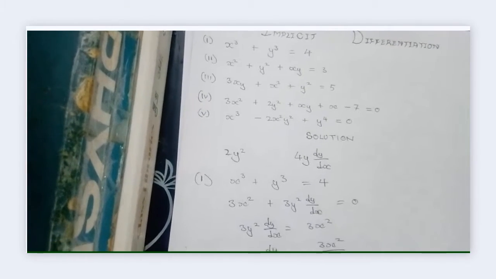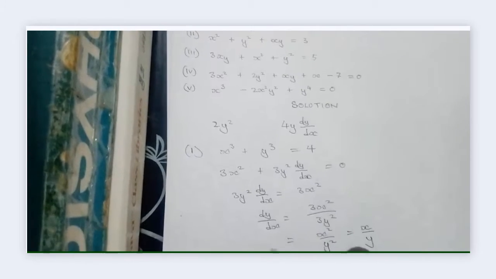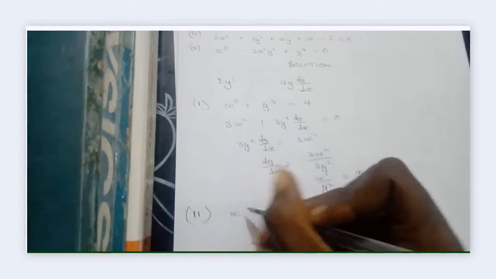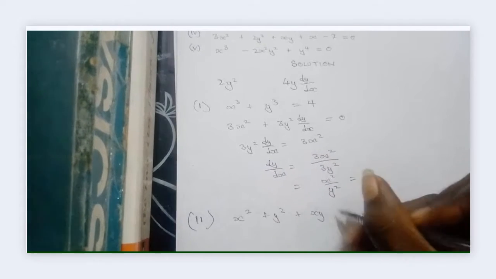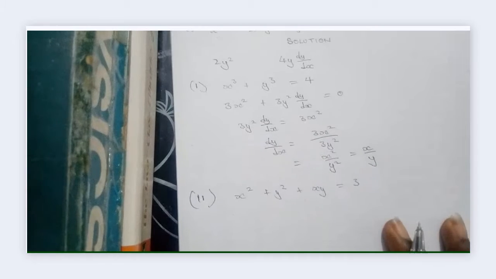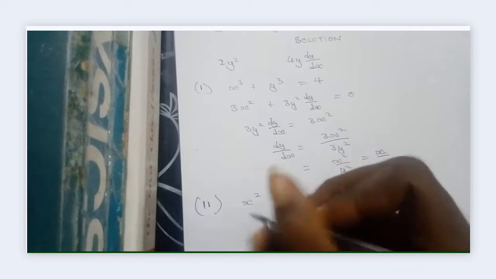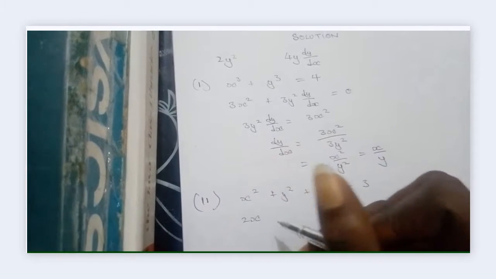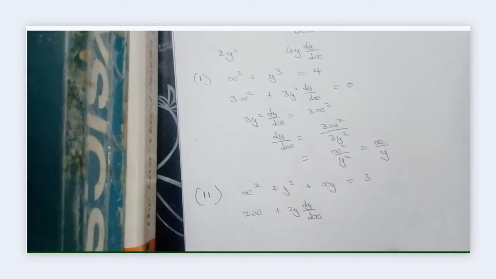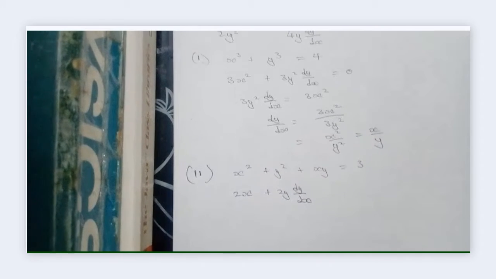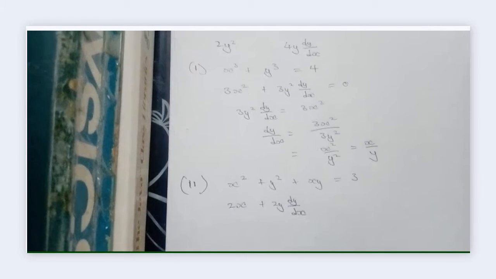So for the next question, we have x squared plus y squared plus xy equals 3. For this, all you need to do is differentiate. Differentiating x squared, you have 2x. Differentiating y squared, you have 2y dy over dx. But when it comes to xy, you are going to use the product rule.